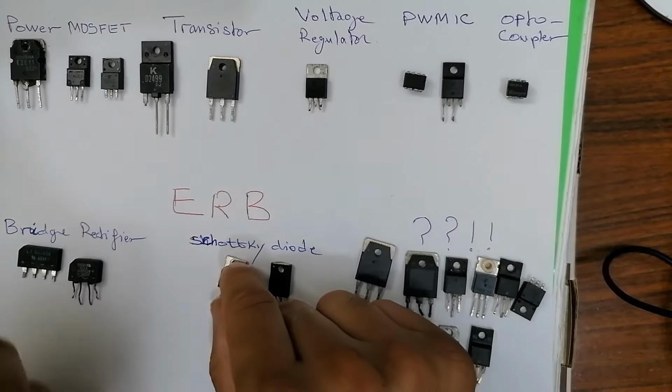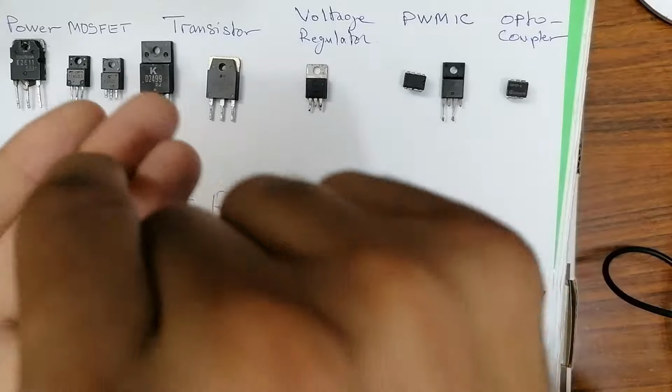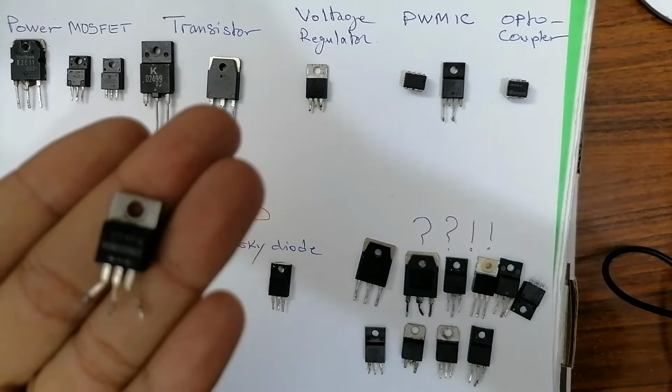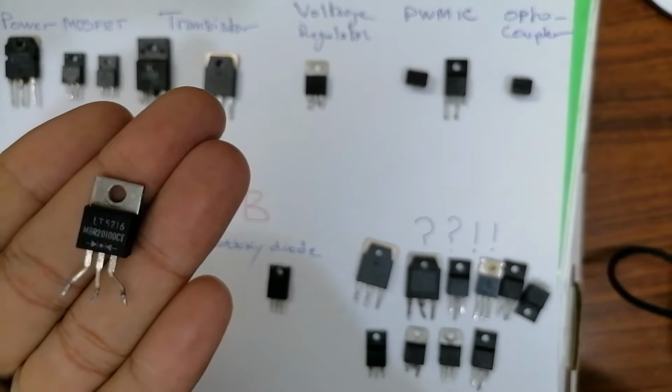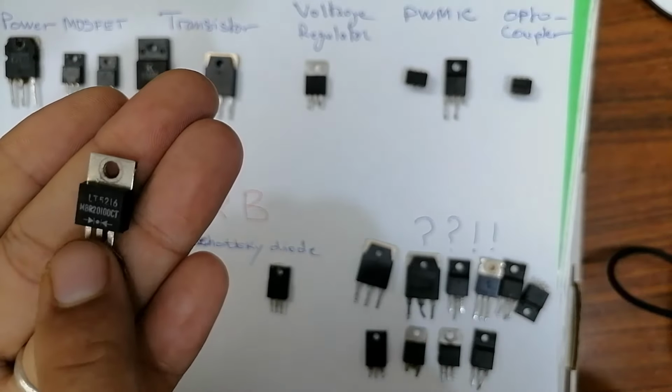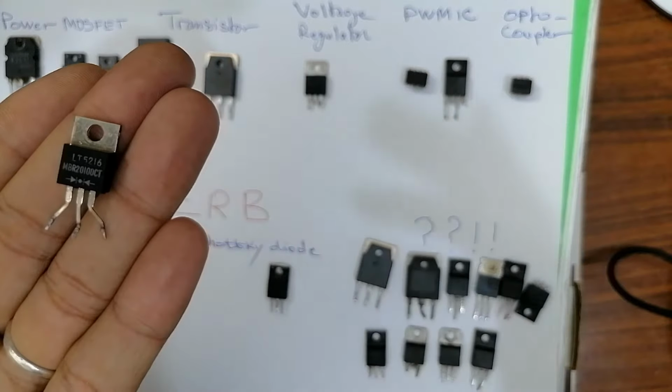So, and other component like this, where you find 2 diodes connected together, as you can see, like this one. So this is a Schottky diode or a rectifier symbol.